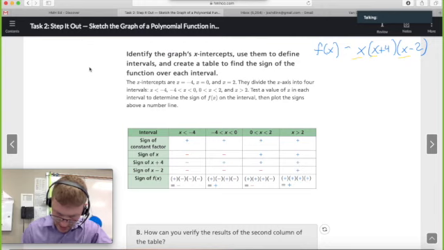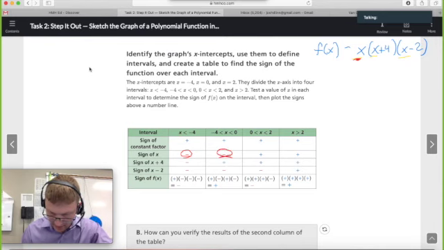All right, so the sign of x. That's just right there. If x is less than negative 4, what is it? It's going to be negative. That's where they got that. If x is in between negative 4 and 0, still going to be negative. If x is in between 0 and 2, it's going to be positive. And if x is greater than 2, still going to be positive. Okay, so we're going down.